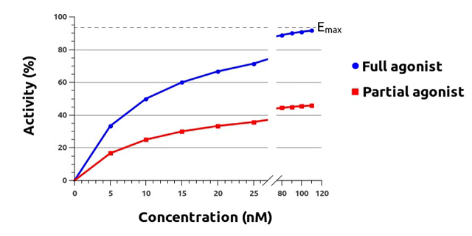Activity. Potency. Potency is the amount of agonist needed to elicit a desired response. The potency of an agonist is inversely related to its EC50 value.